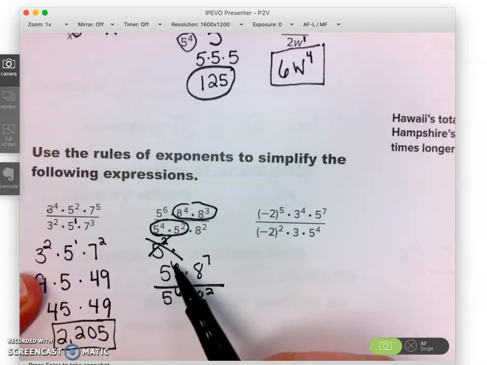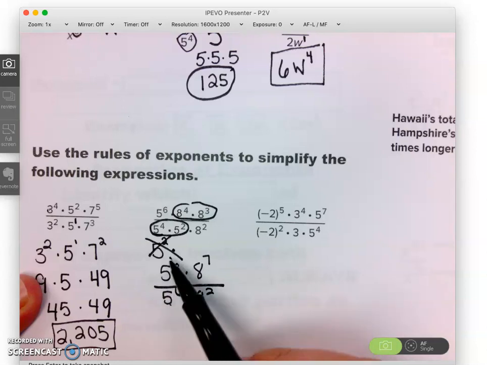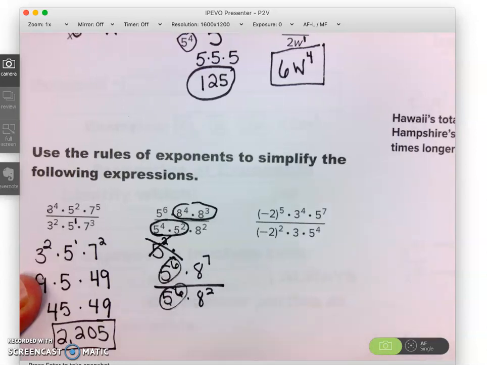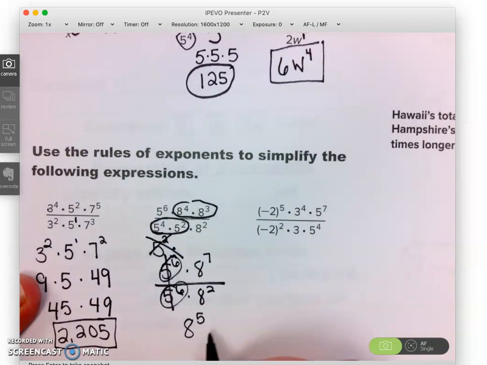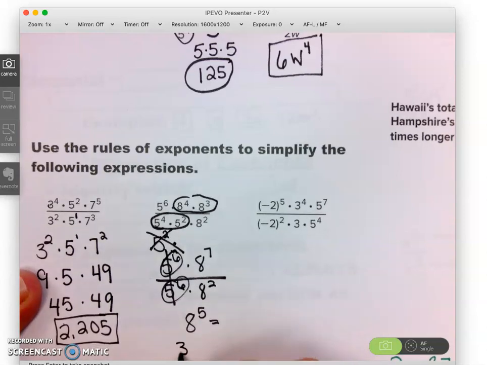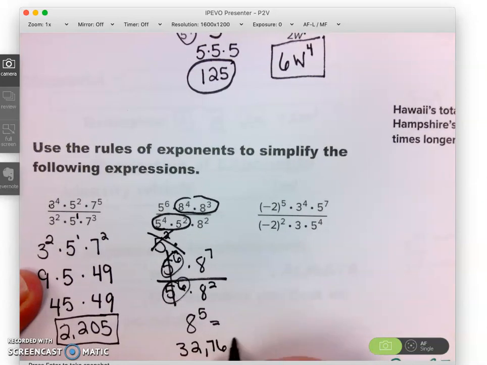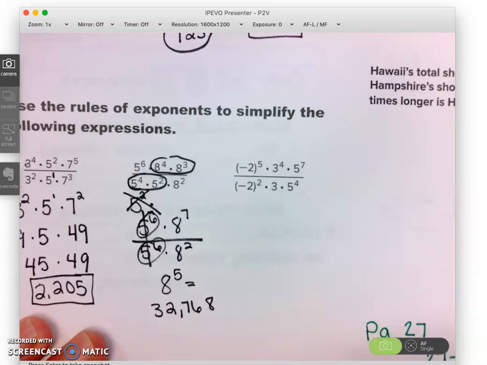Now, 5 to the 6th power divided by 5 to the 6th power, these are the same exact thing. So those go away. And then I have 8 to the 5th power, and I'm going to multiply that out. So it would be 8 times 8 times 8 times 8 times 8. And it gets me 32,768.